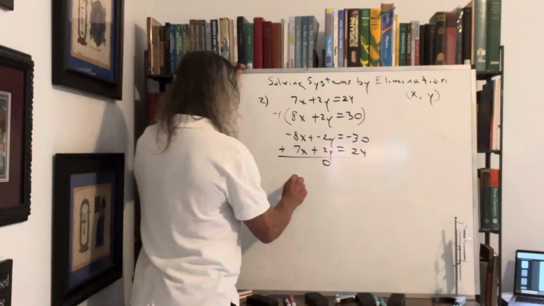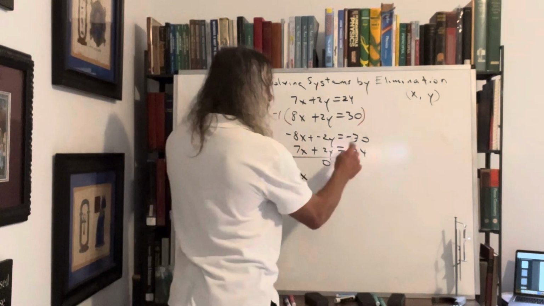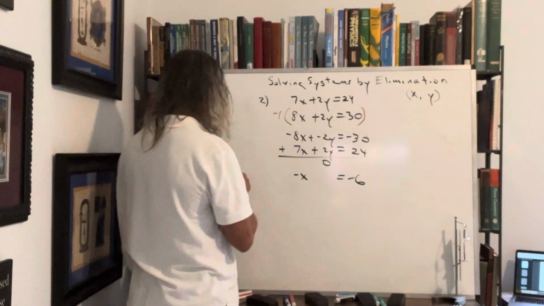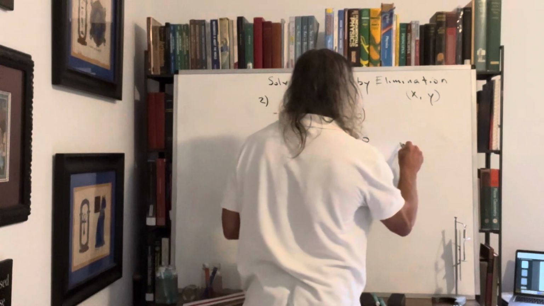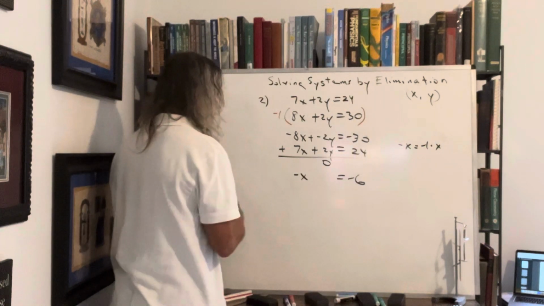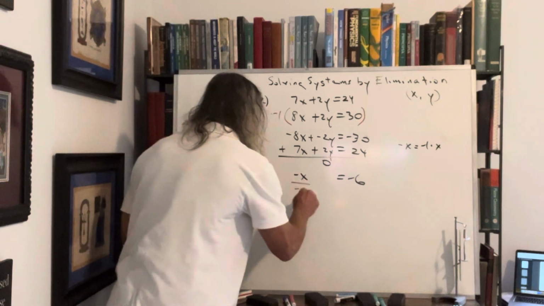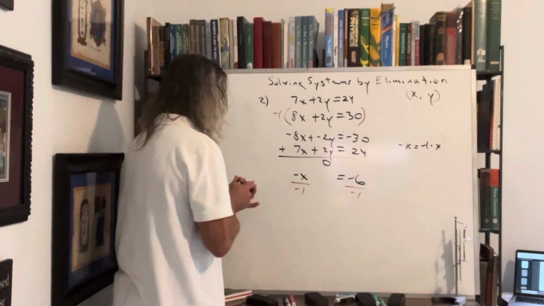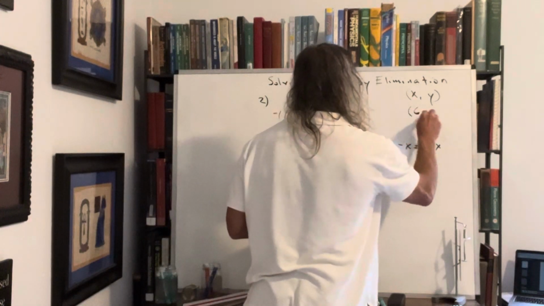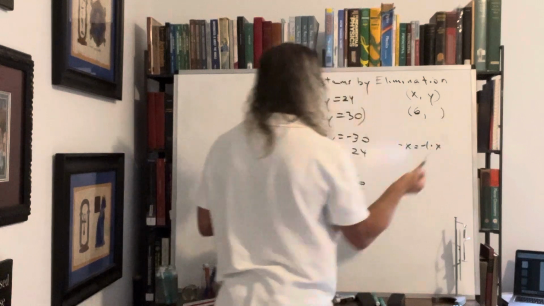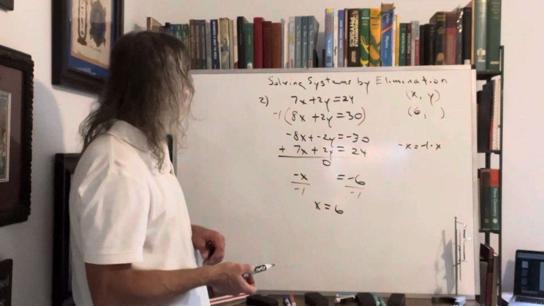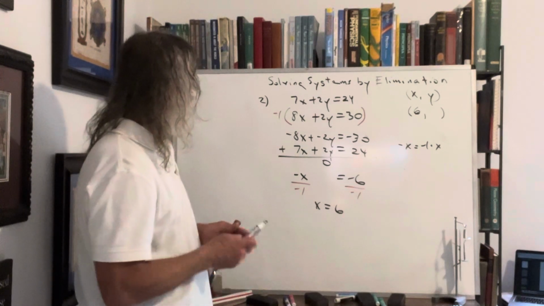-8 plus 7, -x, -1x, here, -6. This is like -1 times x. So we can divide by -1 or multiply. X is 6. So we got part of that. Then I need to get the y value. So I'll use the top equation.